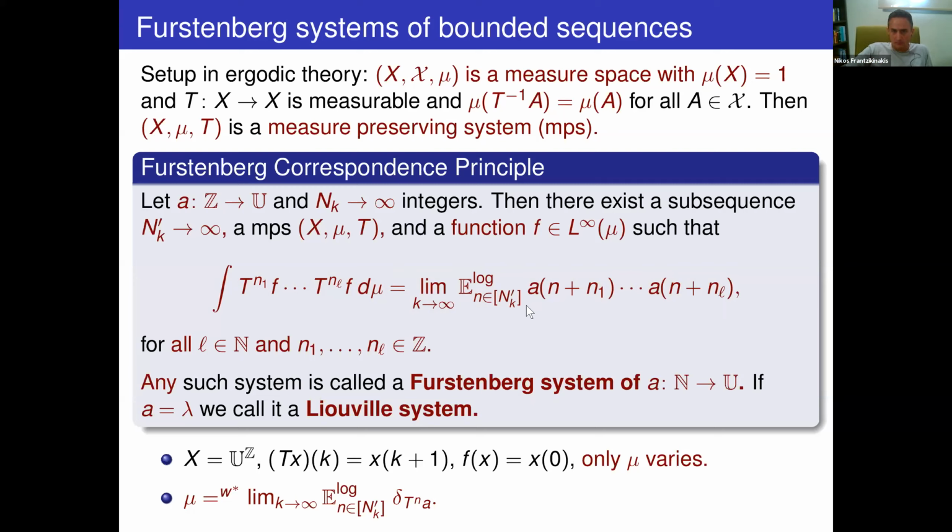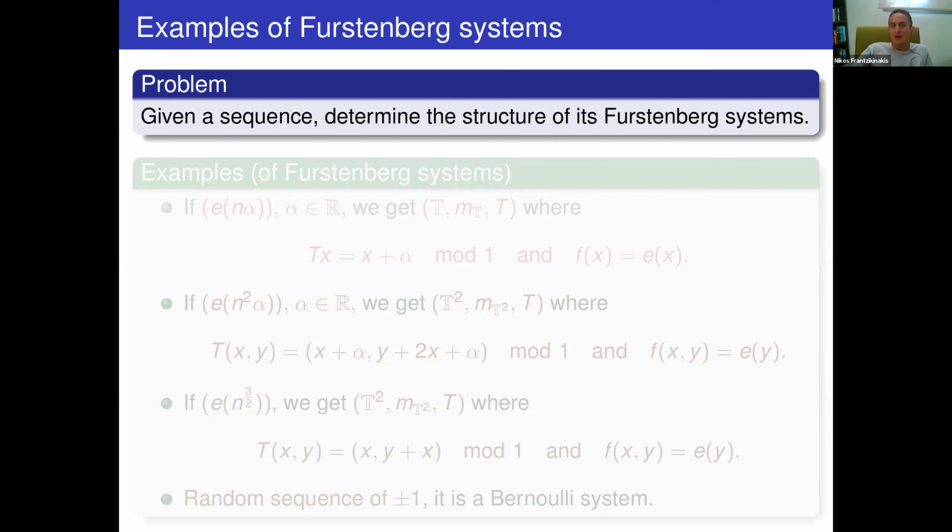So what we're going to do with this correspondence principle, first I will show you some examples. If I have a sequence, a very useful thing to do, it would be optimal, if we could determine the precise structure of its Furstenberg system. What I mean by this is fuzzy, but determining the structure means if you can prove it's completely random, prove it. If you can prove it's completely structured, whatever this means, prove it. If you can prove it's isomorphic, as we say in ergodic theory, to some very simple system, prove it.